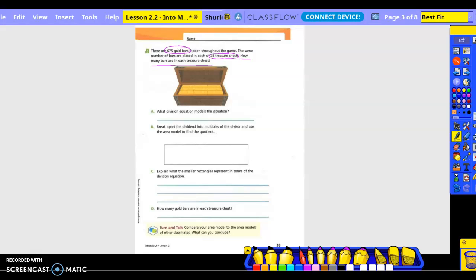Okay, remember, please circle our information and underline what we're looking for. So what division equation models the situation? So what are we going to write? 675 divided by 25 equals B. We'll put B for the number of bars.